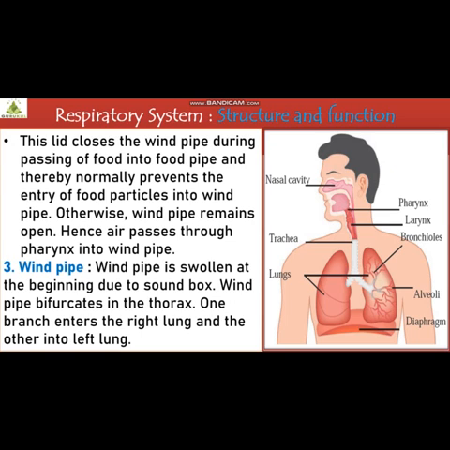Otherwise, when you're not having food or you're not eating anything, what happens? The windpipe always remains open. The windpipe is always open. Hence, air passes through the pharynx into the windpipe. Okay, understood this? When it gets closed, when it is open and everything. It is very simple to understand.